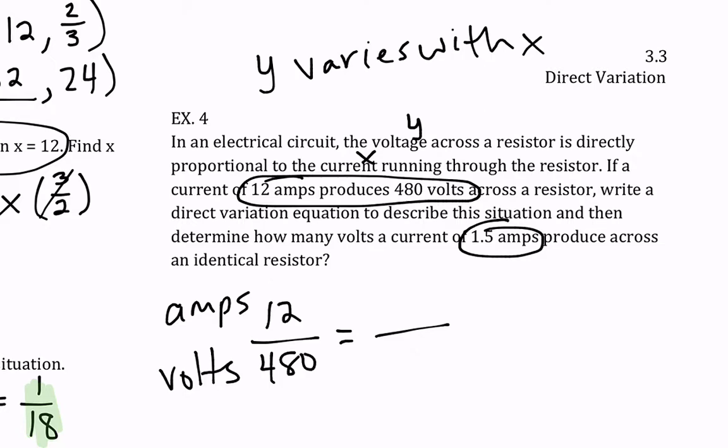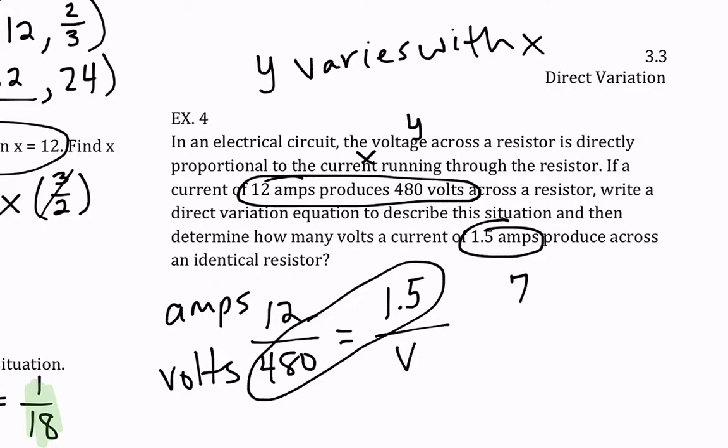All right, the next part, it gave me 1.5 amps. So amps goes on top. I'm trying to determine volts, so I'm going to call it V, V for volt. All right, so now I'm going to cross multiply. So diagonally, I'm going to take 480 and multiply it by 1.5. That's going to give me 720. And then I'm going to go diagonally the other way. 12 times V is 12V.